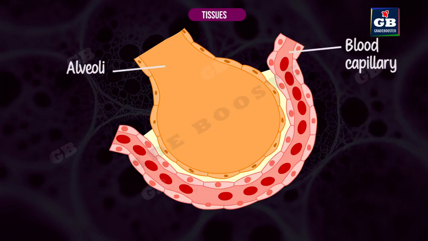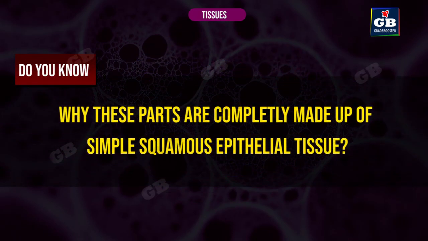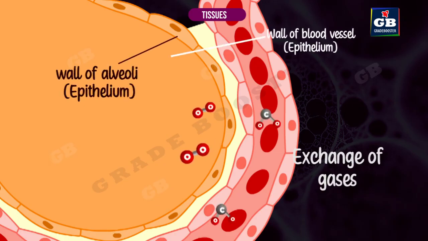The blood capillaries and the alveoli of lungs are made up of simple squamous epithelial tissue. Do you know why these parts are completely made up of simple squamous epithelial tissue? Because these parts play an important role in exchange of materials between the body's internal environment and external environment.